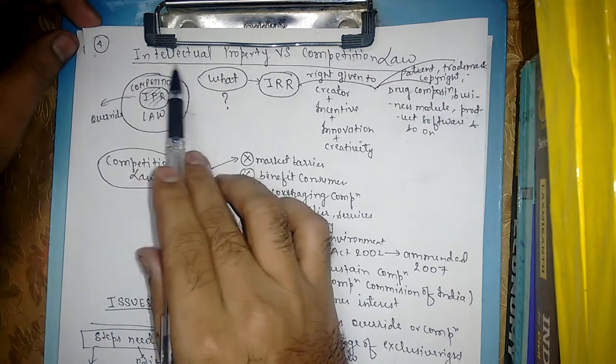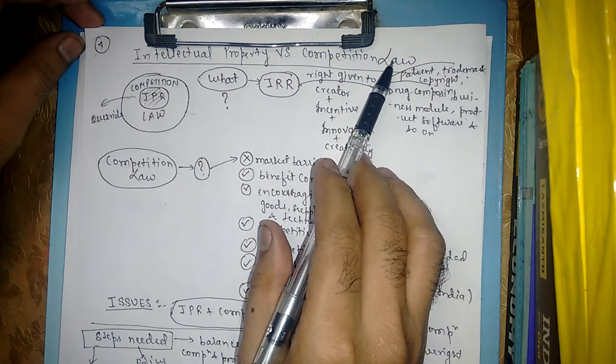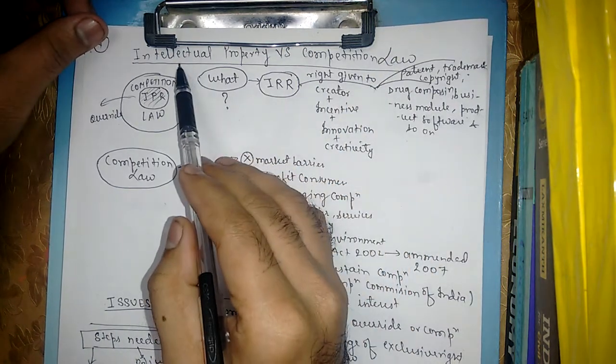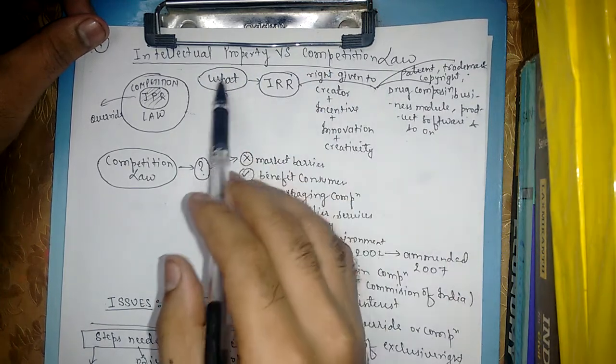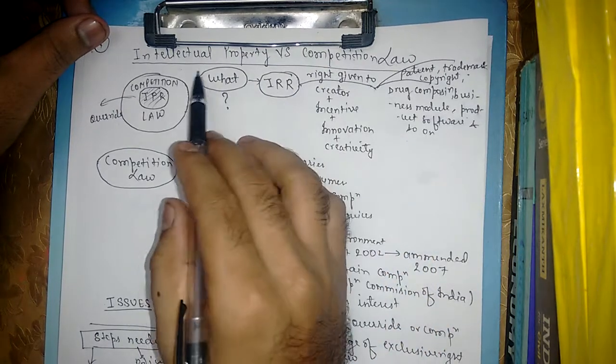I have already discussed three issues in previous videos, and today I am going to discuss the fourth issue: intellectual property versus competition law. First of all, you should know what intellectual property is.